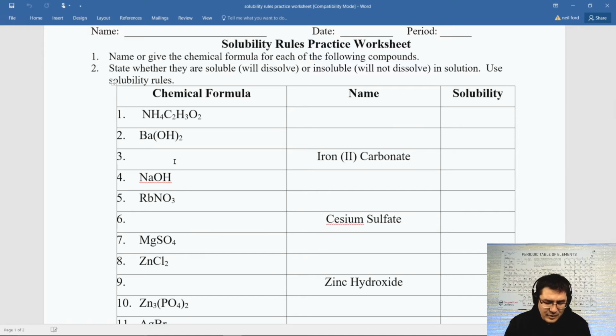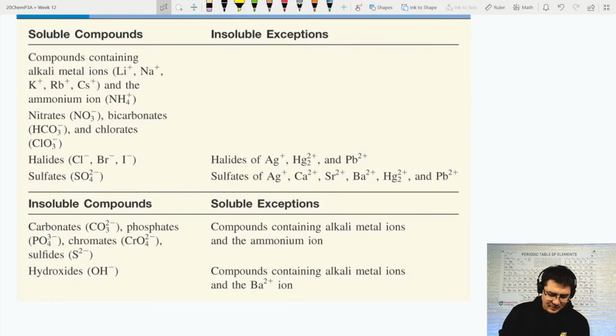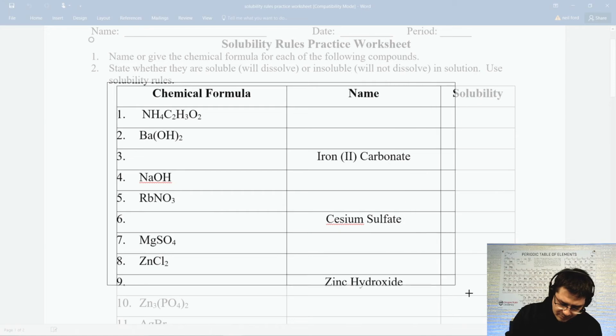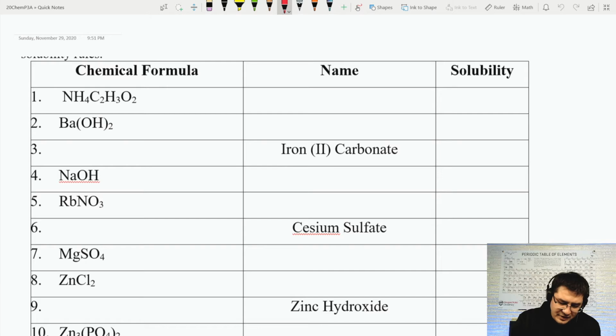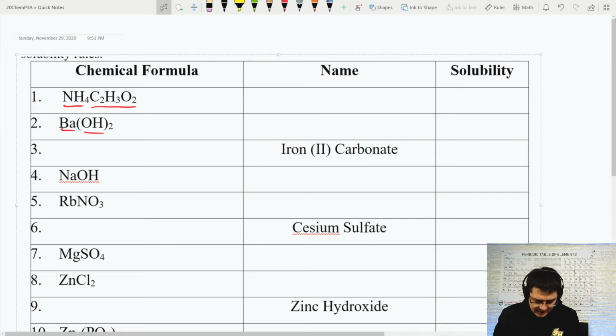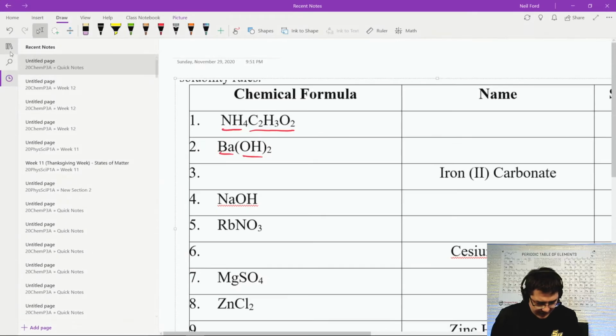So it says, name or give the chemical formula for each of the following compounds. State whether they are soluble or insoluble in solution. Use solubility rules. Okay, so let me copy and paste this. And I'll just get the first 10. So what you got to do is look at the cation and anion. And you can give it its name, and then you can look it up on the solubility table. So let's try some of these. Okay, and let me actually get my solubility table set next to it.